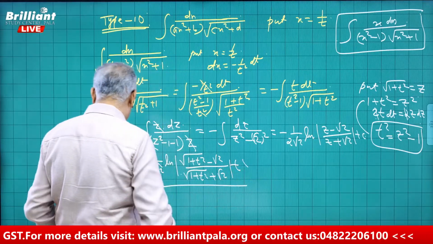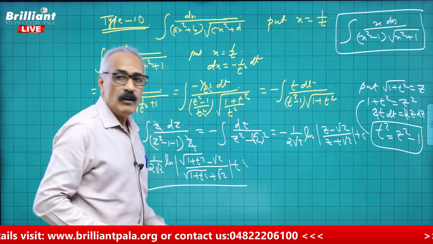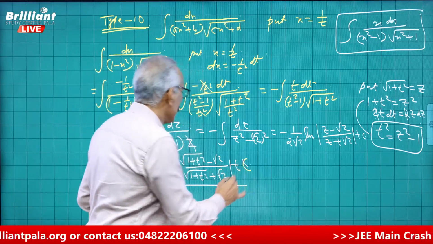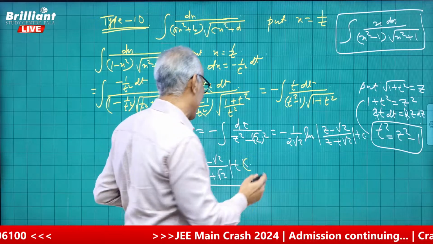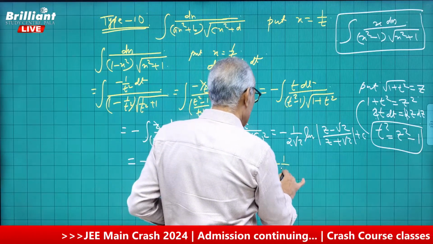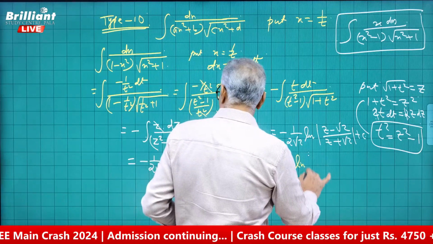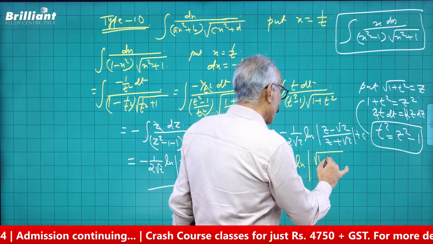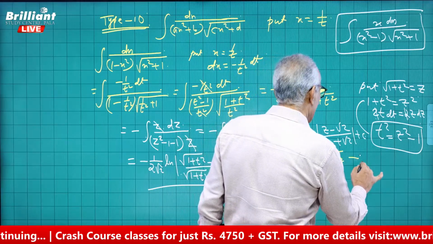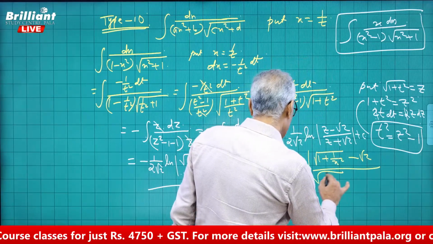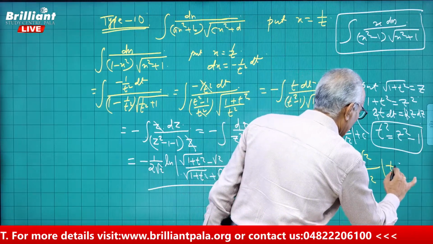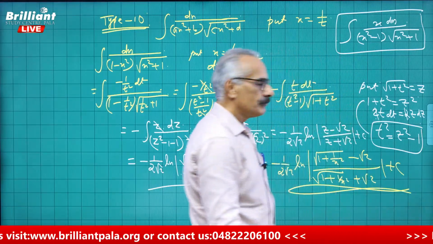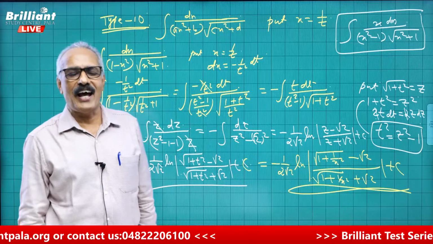Is it finished? No, no. What else do you have? That means your t is what? What's your t? Your t is 1 by x, final. So that is minus 1 by 2 root 2 logarithm of root of 1 plus 1 by x square minus root 2 by root of 1 plus 1 by x square plus root 2 plus c. That's the final answer there.